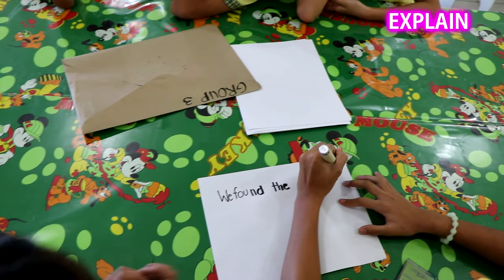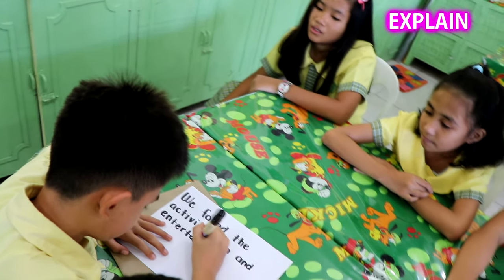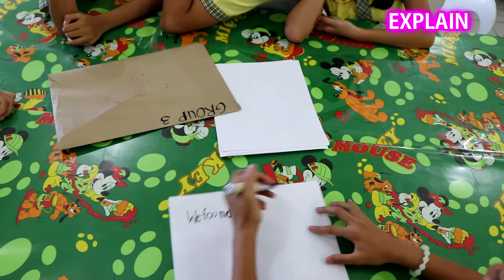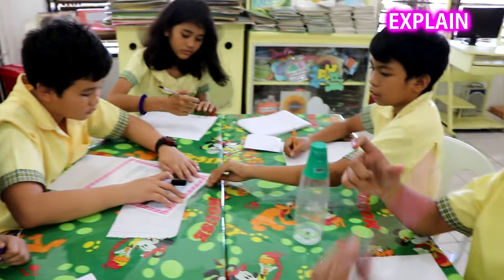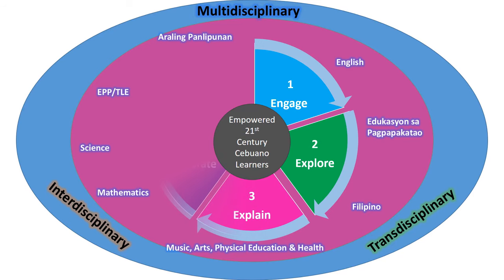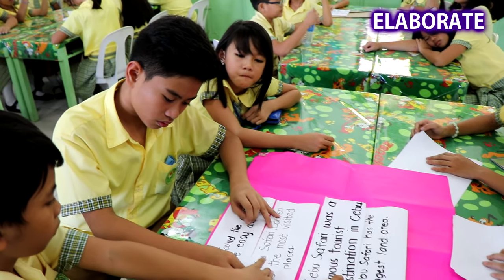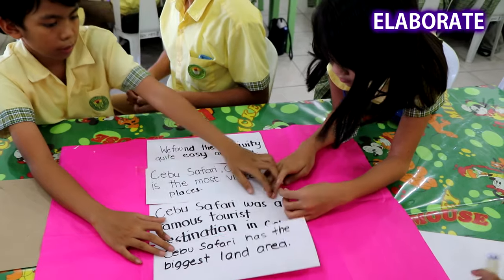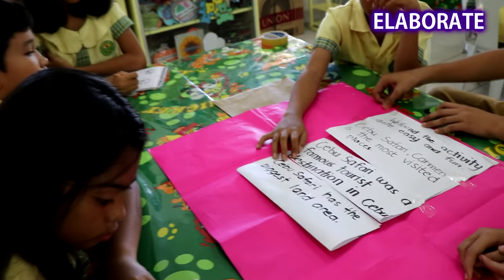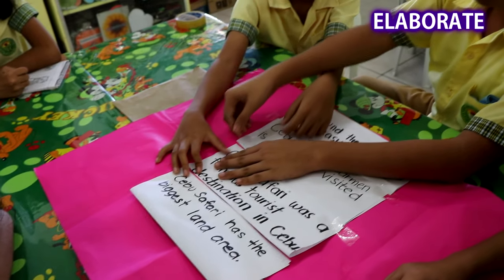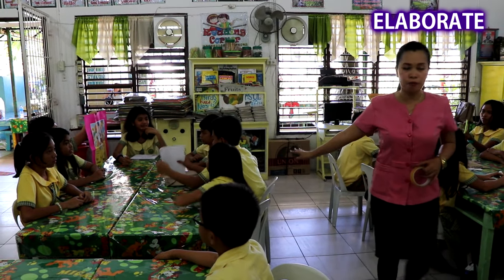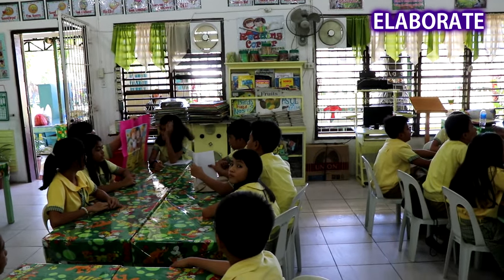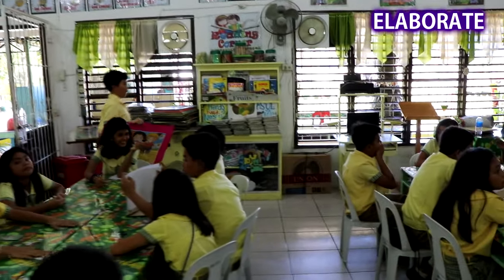Explain. This part helps students explain the concepts they have been exploring. They have opportunities to verbalize their conceptual understanding or to demonstrate new skills or behavior. Elaborate. This extends students' conceptual understanding and allows them to practice skills and behavior. Through new experiences, the learners develop deeper and broader understanding of major concepts, obtain more information about areas of interest, and refine their skills.